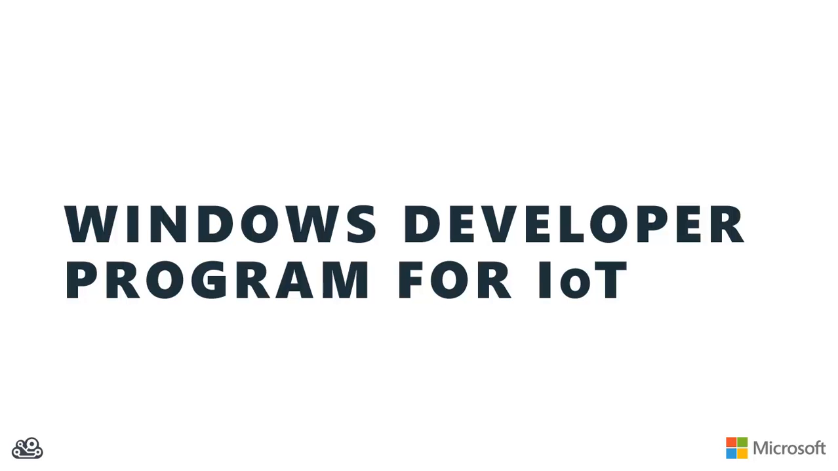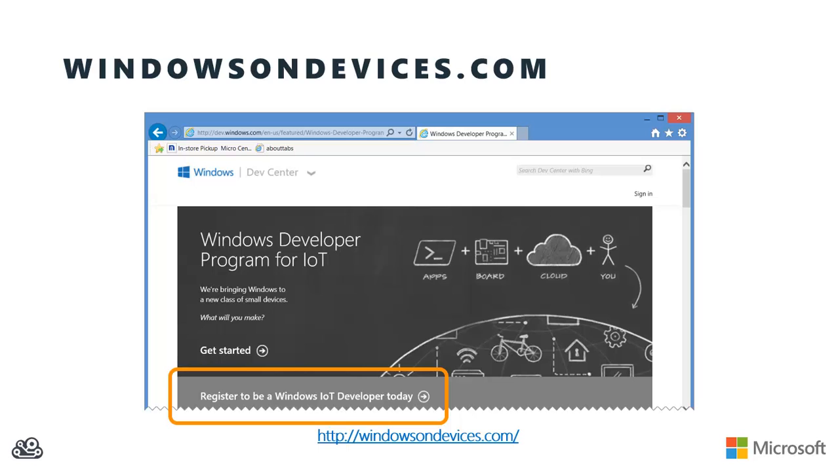So let's dive right in and look at the Windows Developer Program for IoT. Now, Microsoft has actually been running Windows on embedded devices for a very long time. But at the latest Build conference back in April, there were announcements around a free version of Windows that can run on embedded devices. And to learn more about that, you can jump up to windowsondevices.com and sign up to be a Windows IoT developer.